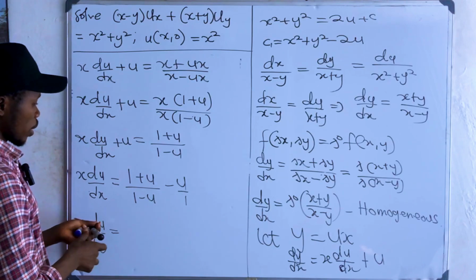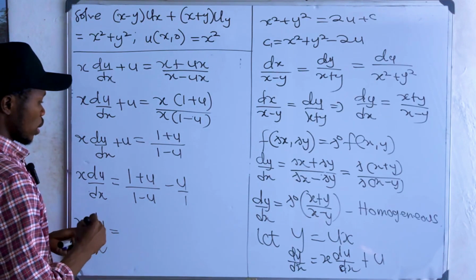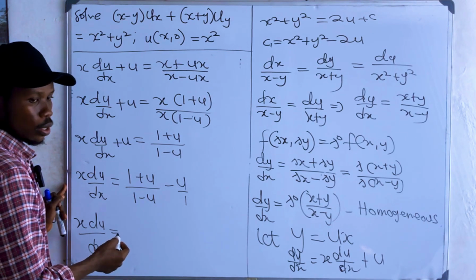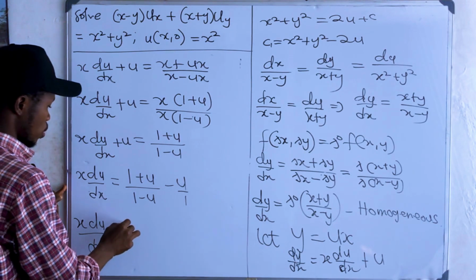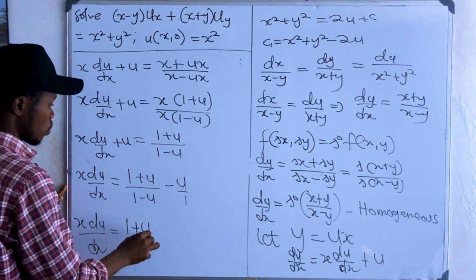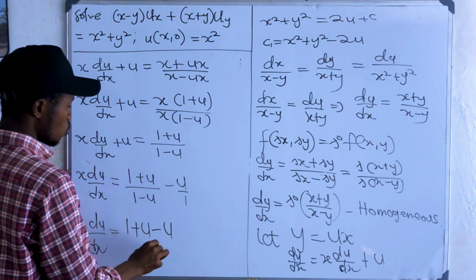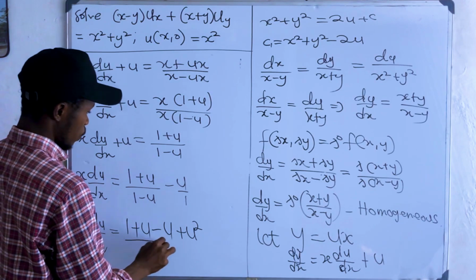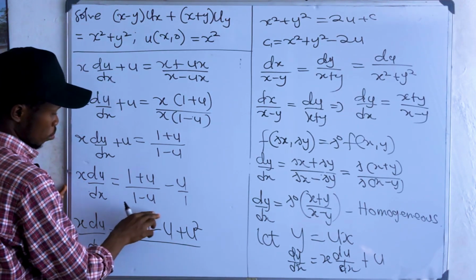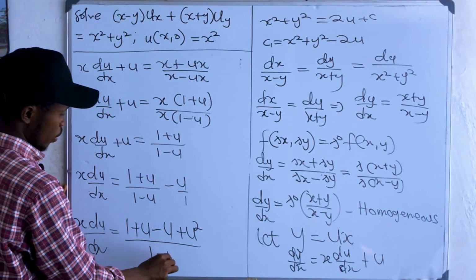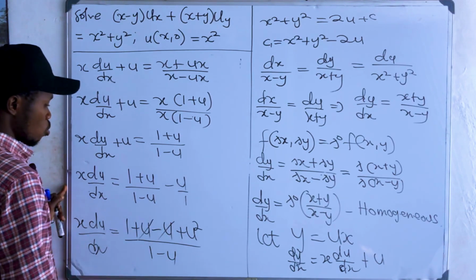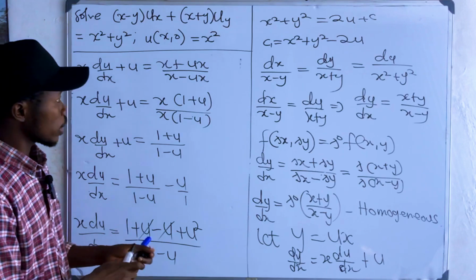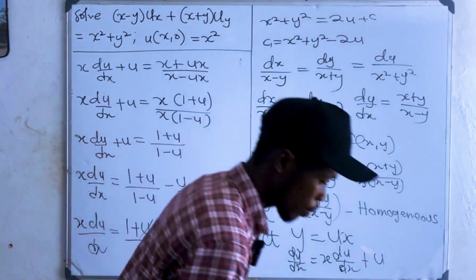So if you find the LCM, it will be 1 minus u, right? 1 plus u minus u plus u squared, and this is divided by 1 minus u. This and that will go, leaving 1 plus u squared, and that's what we have. So let's clean this side.